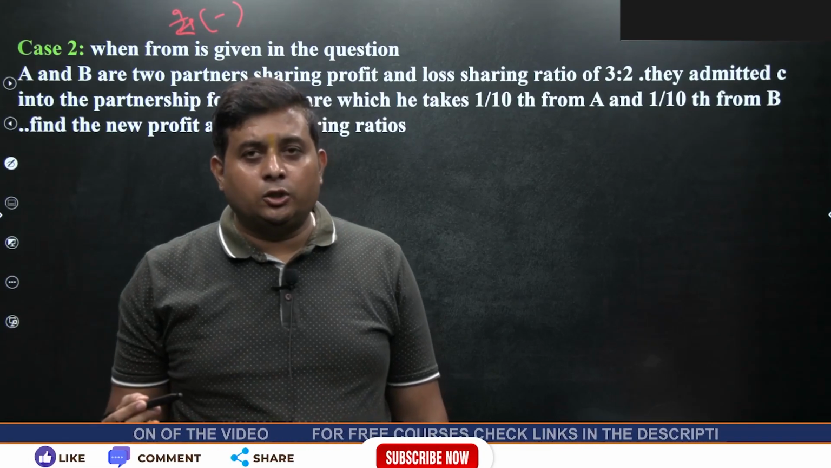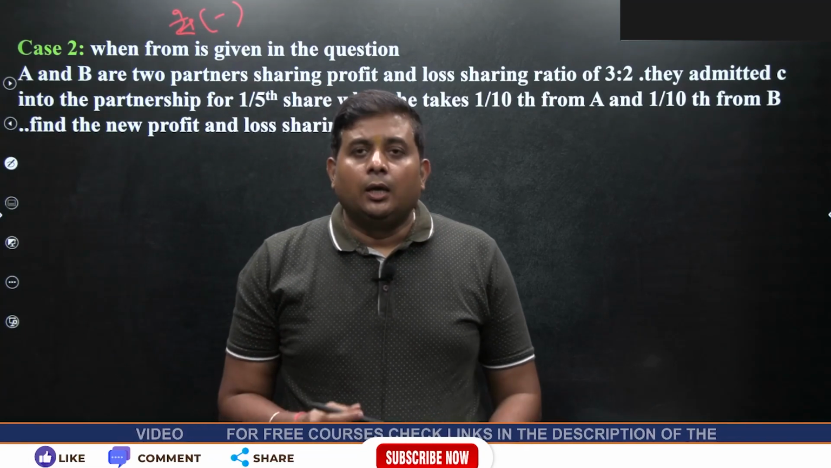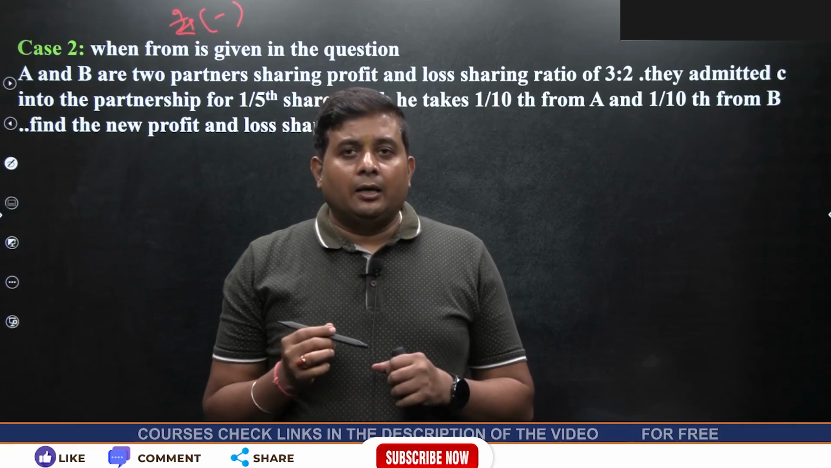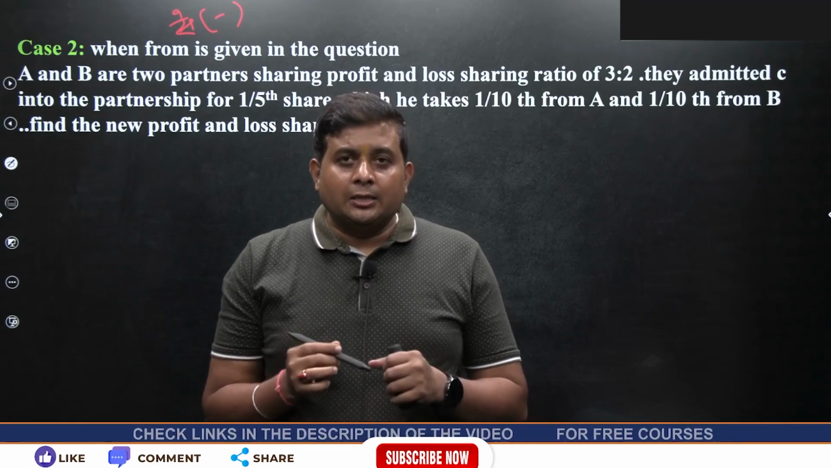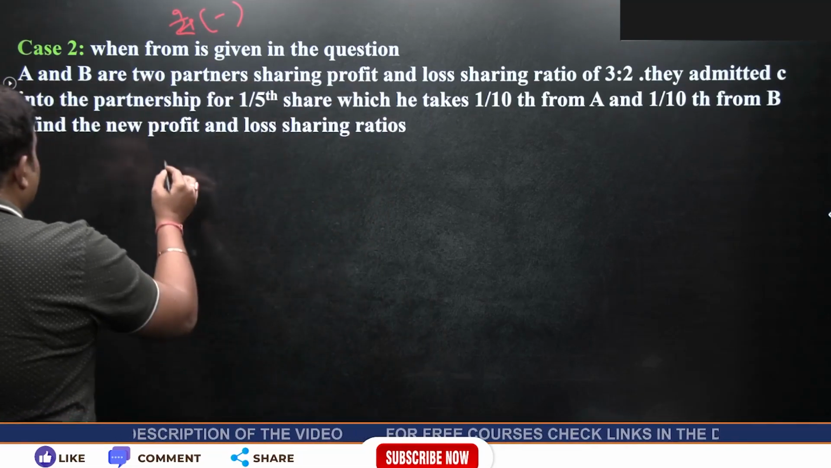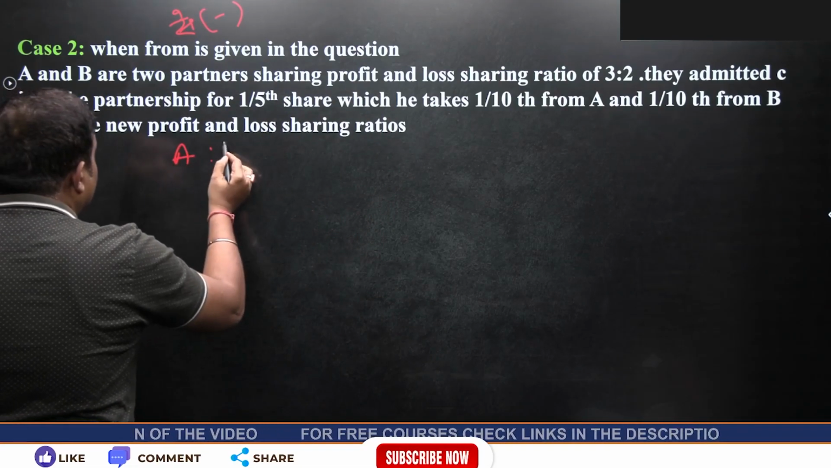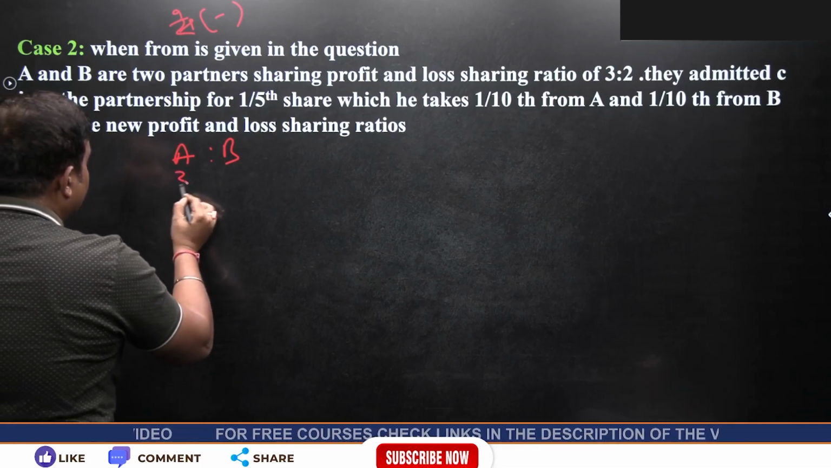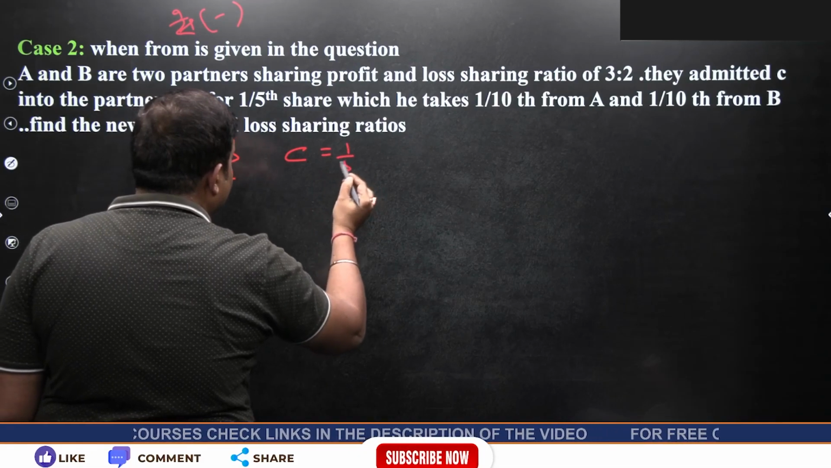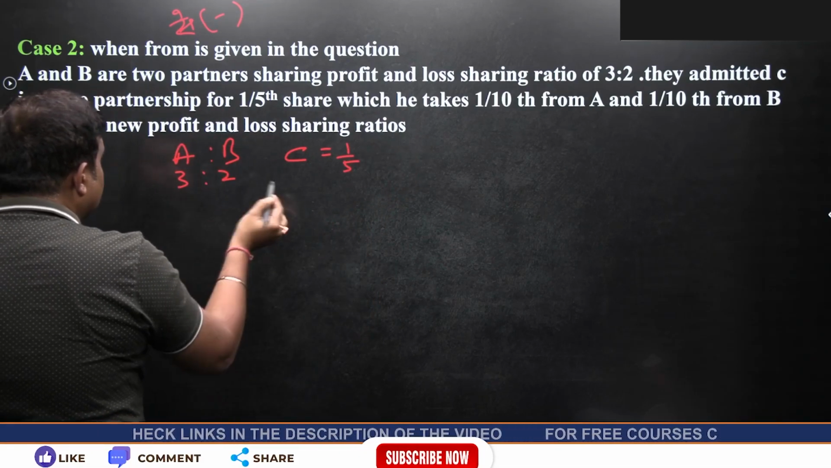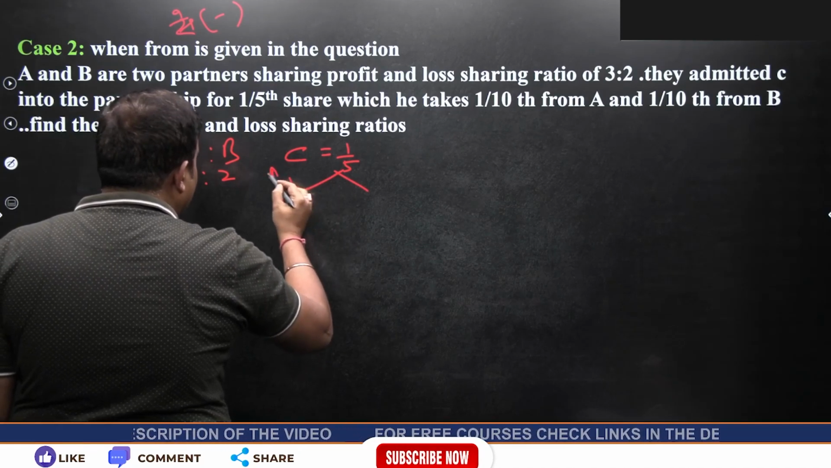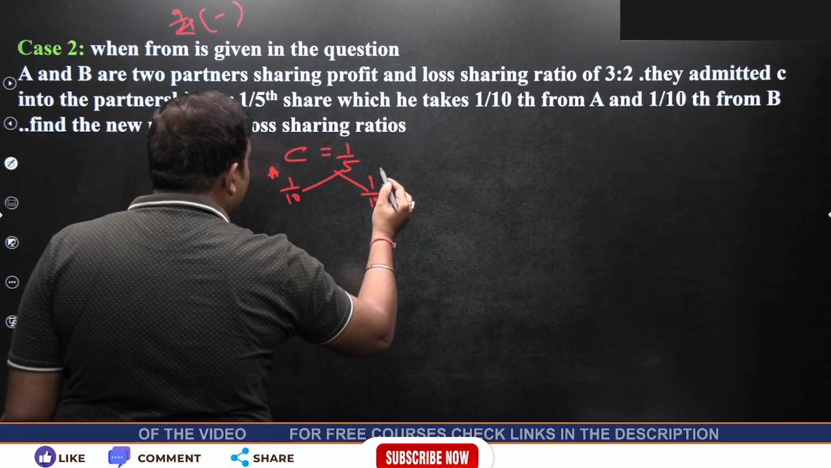Now it is given in the question that A and B were the two partners sharing profit and losses in the ratio of 3:2. Now C is joining the firm for 1/5 share, and while joining the firm, he gets 1/10 from A and 1/10 from B.